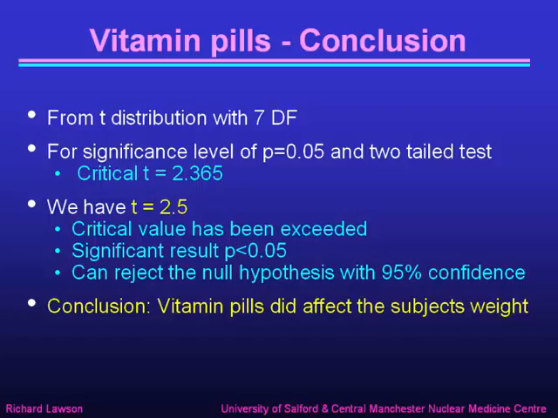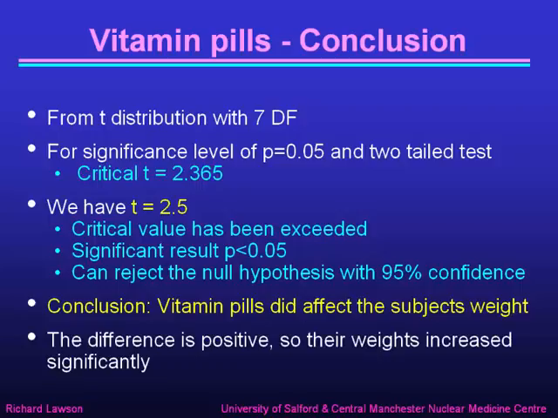Now, it was a two-tailed test, so it could have increased or decreased, but our difference between the means was positive, so on the whole there was an increase in weight. So not only is it a significant difference, but we can say it was a significant increase in weight. But because we did a two-tailed test, a decrease in weight would have been equally significant according to this criterion.